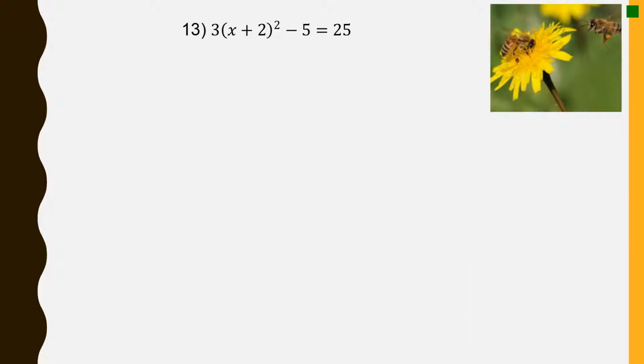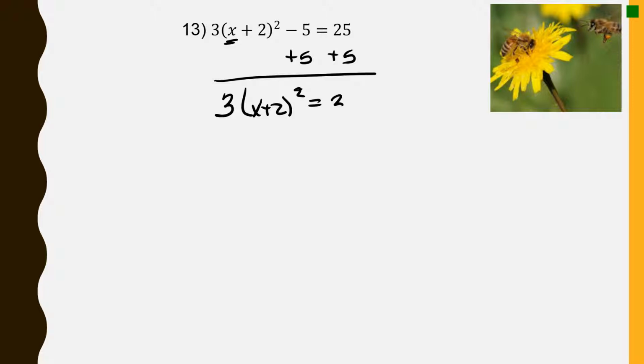Okay, even though there's a lot of stuff going on here, there's still only one x term. So I'm going to start by adding 5. You do this just like a regular equation. You always get rid of the addition or subtraction first by moving it to the other side. Then I've got to get rid of the 3. It's being multiplied, so I'm going to divide it. So I have x plus 2 quantity squared equals 10.